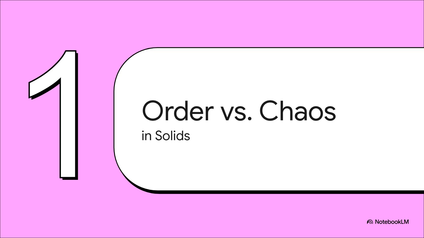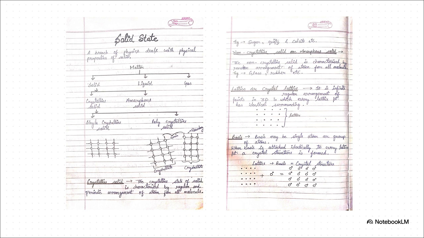All right, first things first. In the world of solids, you've basically got two camps. You've got the super organized, and then you have the completely chaotic. So on one side, you've got your crystalline solids. Look at that beautiful, predictable, grid-like structure. It's just so orderly. And then on the other side, you've got amorphous solids, where the atoms are just a jumbled, random mess. Every single solid out there fits into one of these two families.